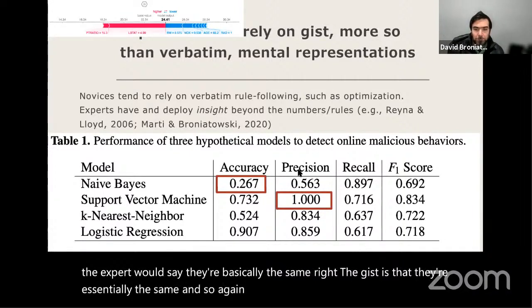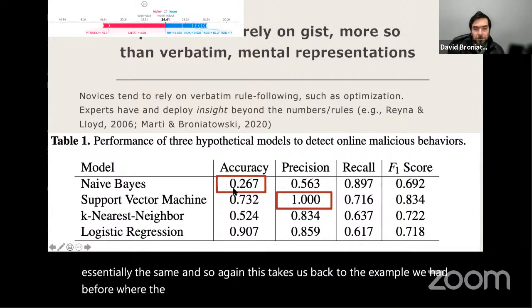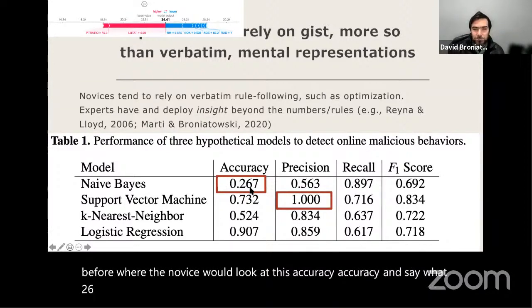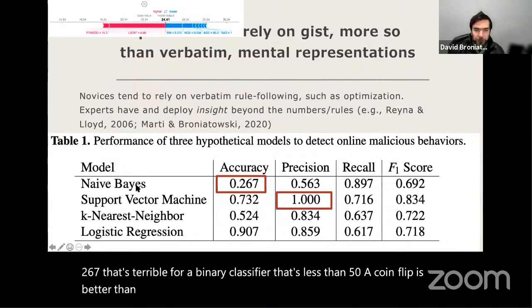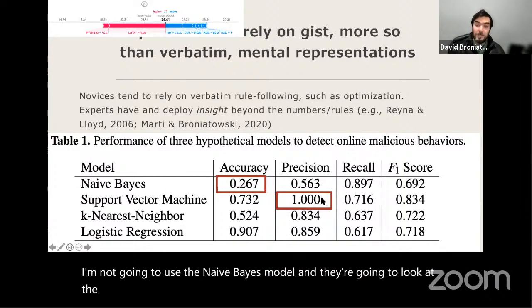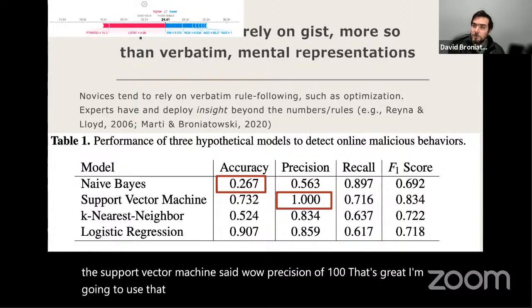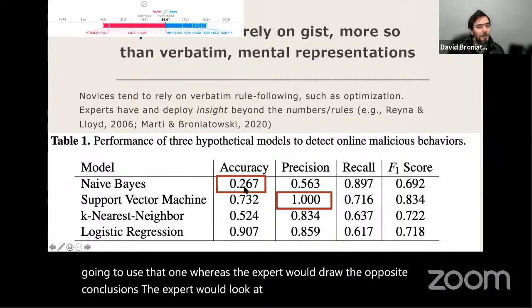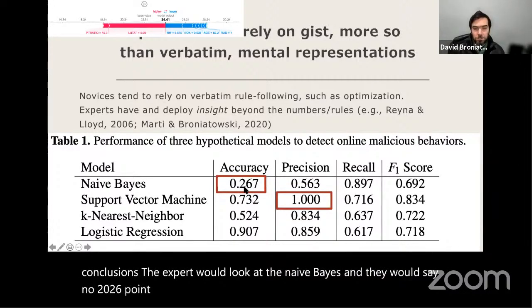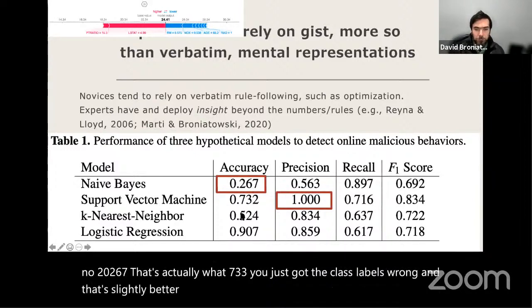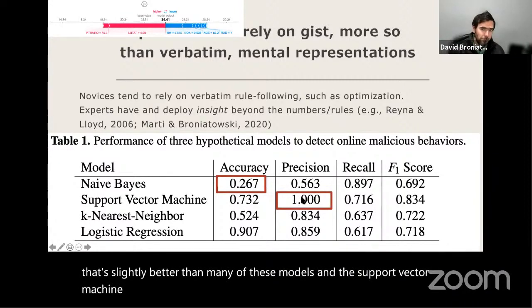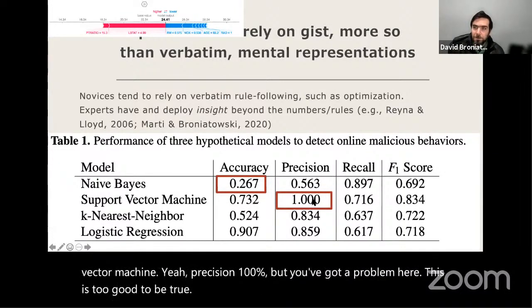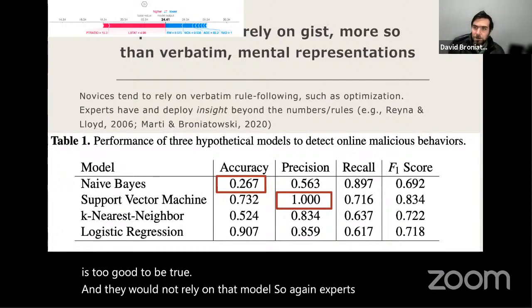And so again, this takes us back to the example we had before, where the novice would look at this accuracy and say, you know what? 26.7%, that's terrible for a binary classifier. That's less than 50%. A coin flip is better than this. Yeah, I'm not gonna use the naive Bayes model. And they're gonna look at the support vector machine and say, wow, precision of 100%, that's great. I'm gonna use that one. Whereas the expert would draw the opposite conclusions. The expert would look at the naive Bayes and they'd say, no, 26.7%, that's actually, what, 73.3%. You just got the class labels wrong. And that's slightly better than many of these models. And the support vector machine, yeah, precision's 100%, but you've got a problem here. This is too good to be true, and they would not rely on that model. So again, experts tend to notice these problems and rely on the gist.